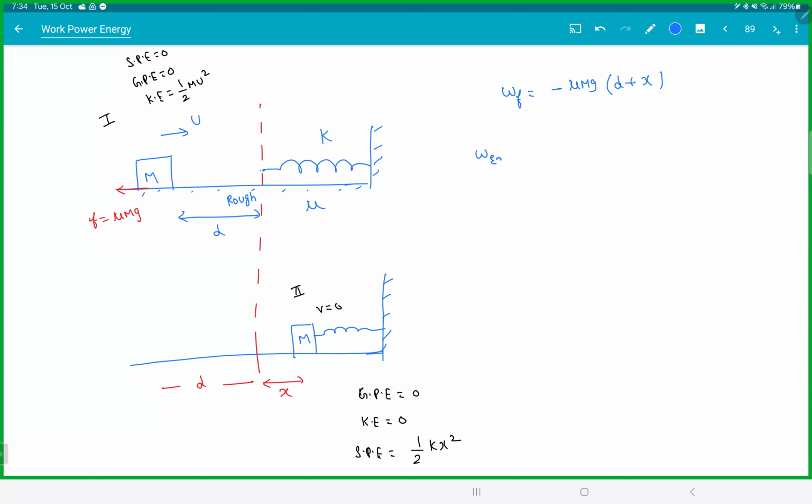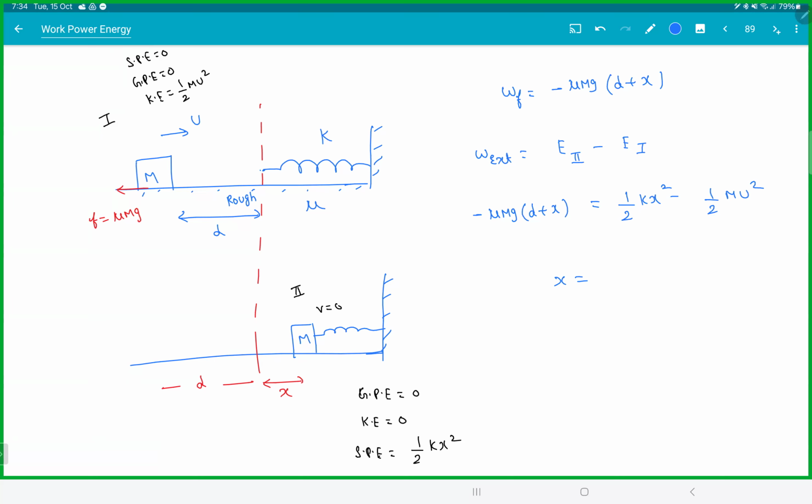We know work done by external forces is E final, that is energy in state 2 minus energy in state 1. This is minus mu mg (d plus x). E final is half k x square minus half m u square. But you get a quadratic, so you'll get the value of x here. I'll leave it there. If you got that equation, you're done. Is this clear to everyone?